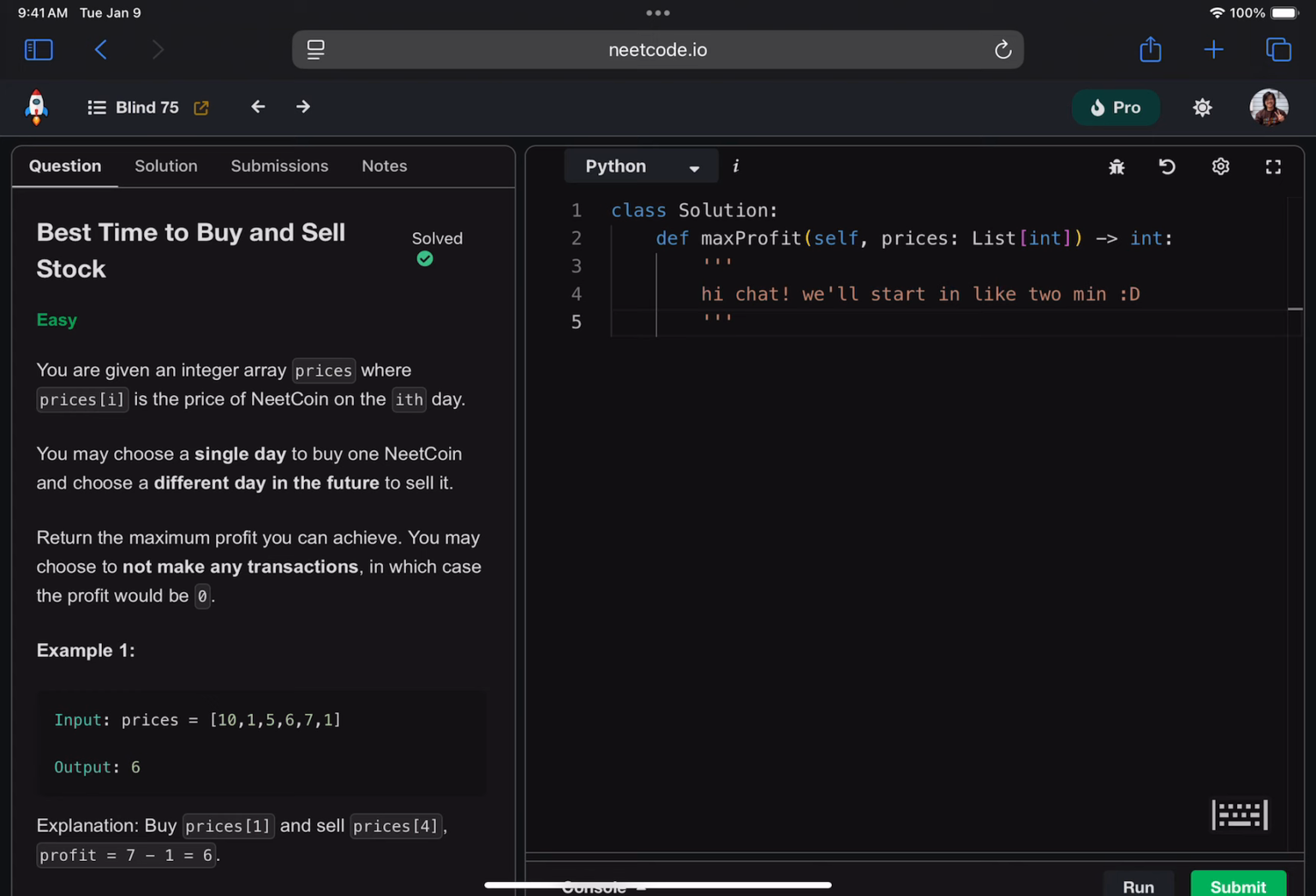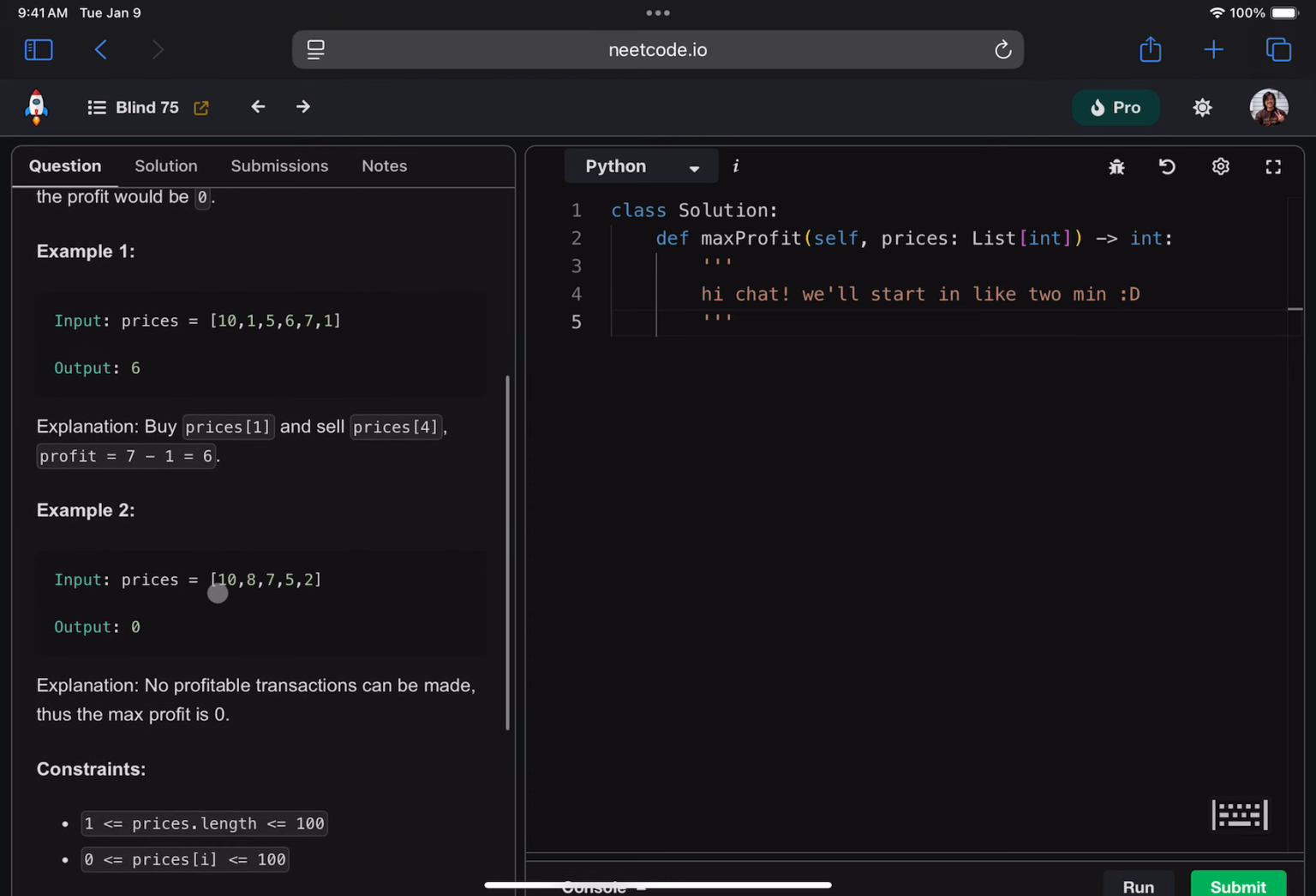So obviously, if we want to make profit, that means we need to buy at a low price and then sell at a high price. That's going to maximize our profit. And then they clarify that we want to return the maximum profit you can achieve, and we also may choose to not make any transactions. So if we just don't buy at all and we don't sell at all, the profit will be zero. So maybe the best solution, for example, if the price only goes down, is just don't buy. That would be one option for us to take.